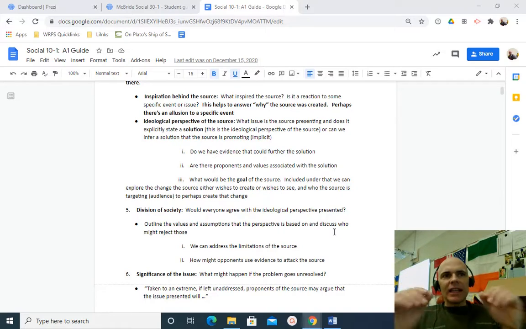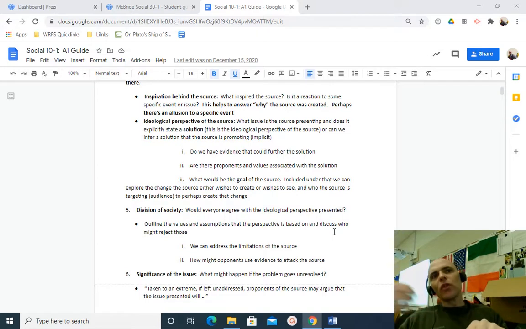We can look at details within the source to find that as the problem, but we can further the evidence. Maybe the details within the source are not talking about COVID-19, but we can use COVID-19 as evidence to further the perspective of the source. So even though the source is talking about public health issues, maybe it's talking about H1N1, or maybe it's talking about pandemics in general, we can use evidence like COVID-19 to further the perspective of the source.